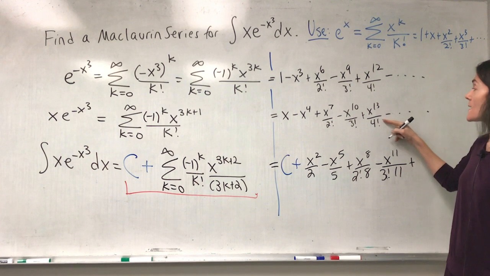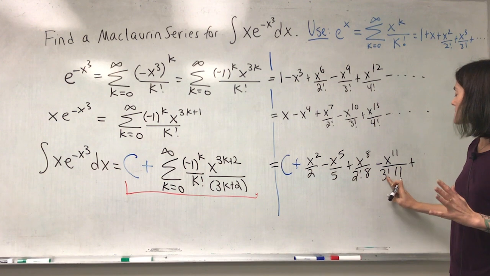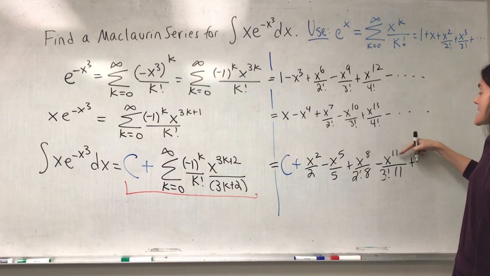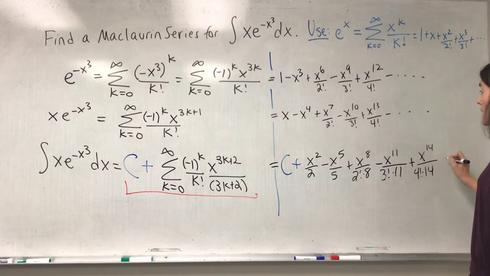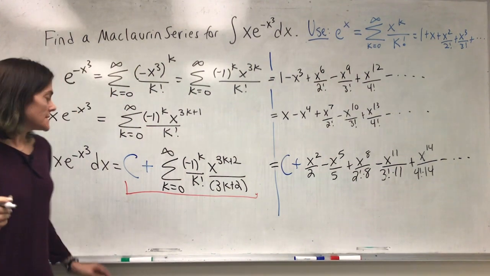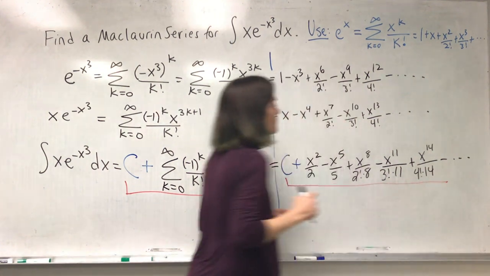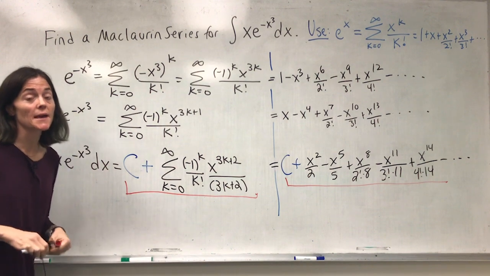And then the final one that I will write, this would be 1, 2, 3, 4, 5 terms. Of course, the plus c is also a term, but not one I had to do much work for. So here, the last one, I would have an x to the 14th over 14, and then don't forget the 4 factorial times, and then the next one would be negative, and this pattern would continue. So this is another potential answer for integrating this function using power series.